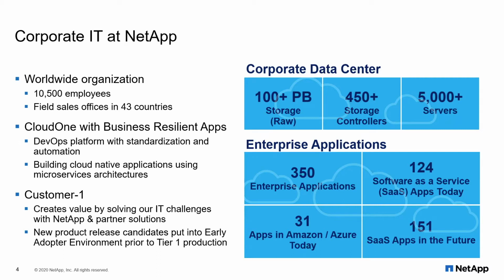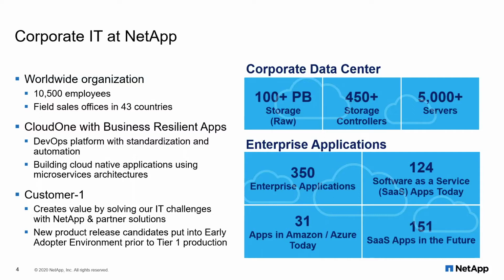We are currently running around 100+ petabytes of storage. That storage includes FAS, AFF, StorageGRID, E-Series, SolidFire, and HCI storage. Recently, we completed our 7-mode filer decommission project. Therefore, we are entirely on clustered ONTAP. We have over 450 storage controllers and over 5,000 servers.